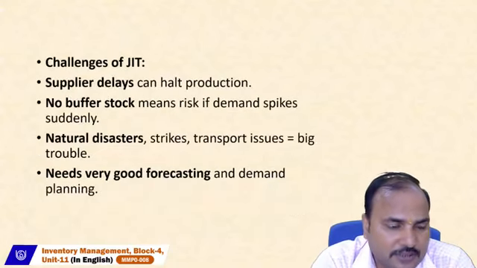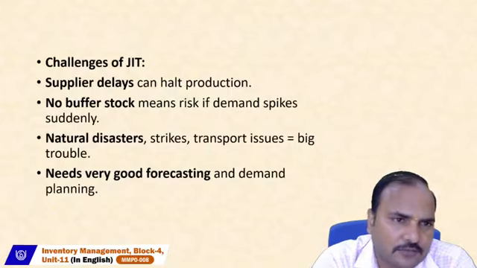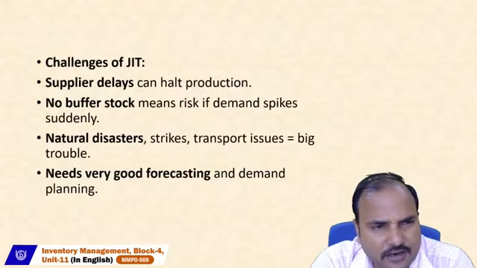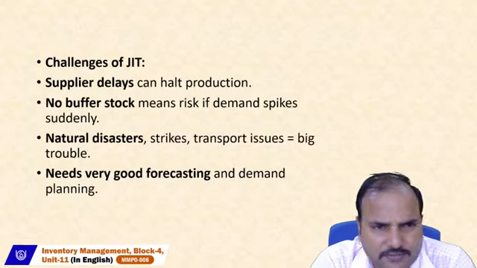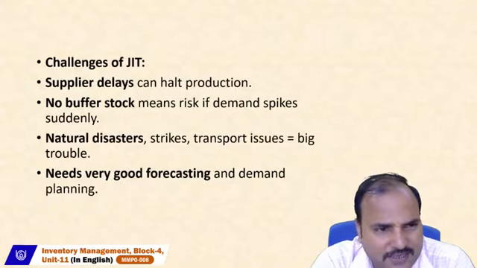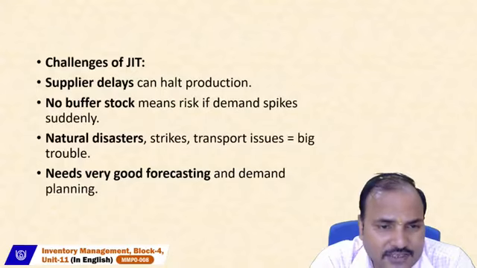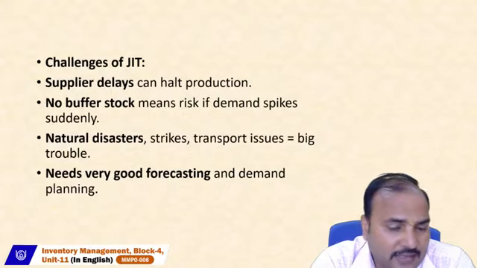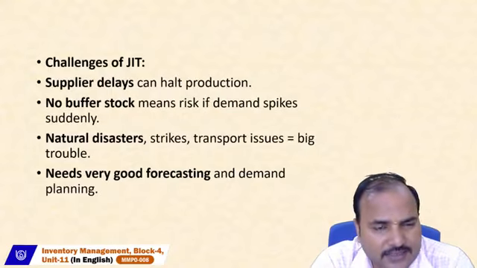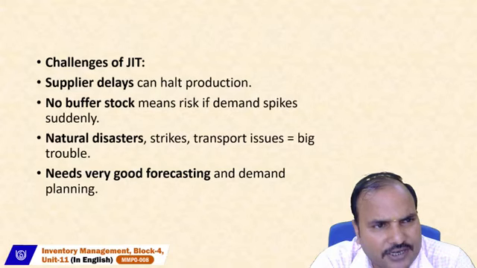And after that, there are some challenges. The supplier's delays can halt the production. If the supplier delays, the production will be halted. And there will be no buffer stock, which means there is a risk if the demand spikes suddenly. Unless we keep the inventory properly, if the demand increases suddenly, how can we handle that? Natural disasters, strikes, and transport issues create big trouble. And next, it needs very good forecasting. Unless we can forecast accurately, we cannot handle JIT, or just in time.